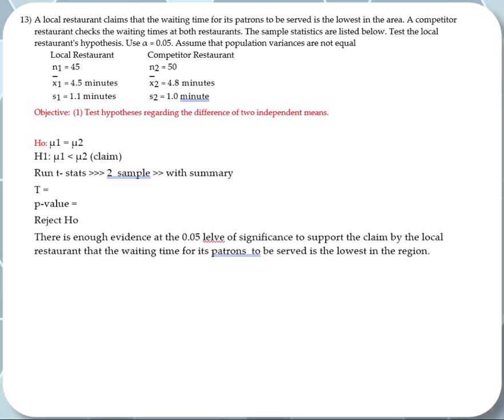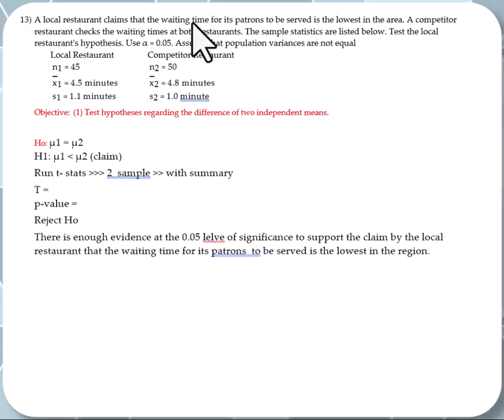Next question. A local restaurant claims that the waiting time for its patrons to be served is the lowest in the area. A competitor restaurant checks the waiting time at both restaurants. The sample statistics are listed below. Test the local restaurant's hypothesis. Use alpha equal 5%. Assume population variances are not equal.